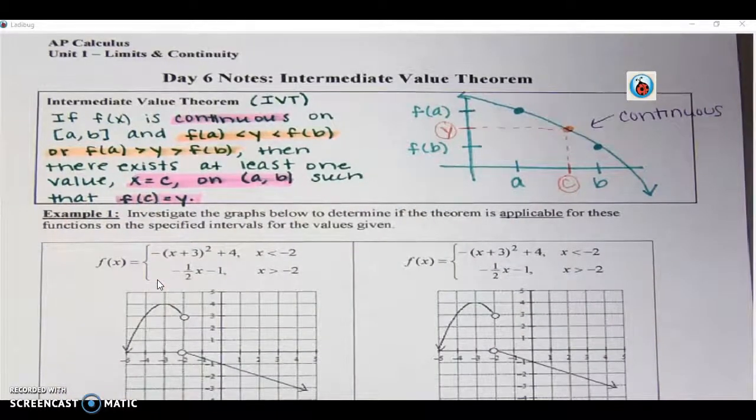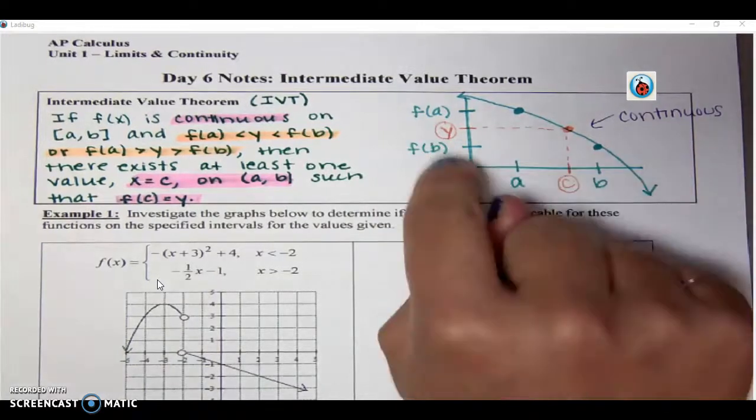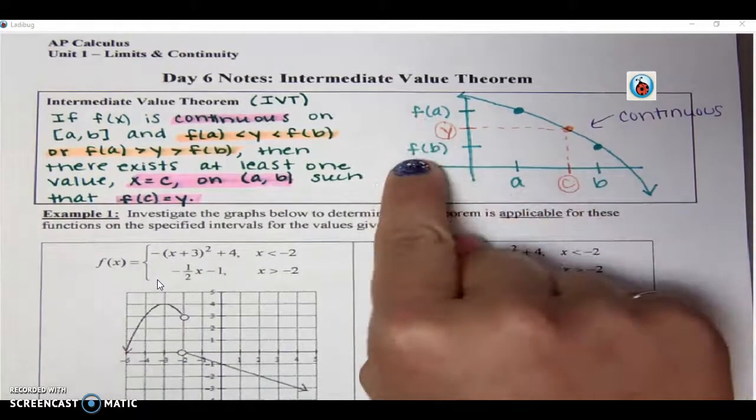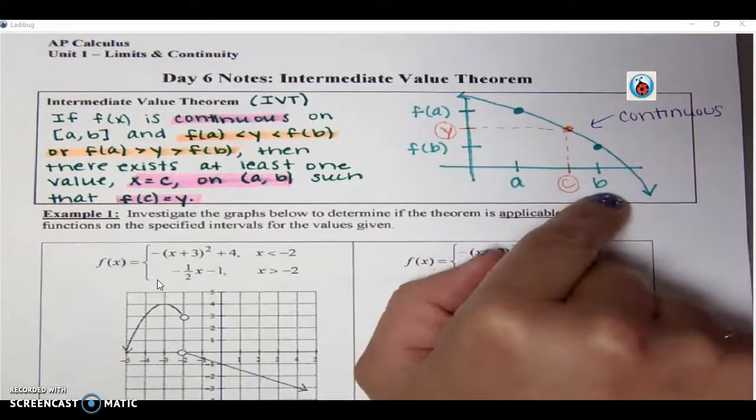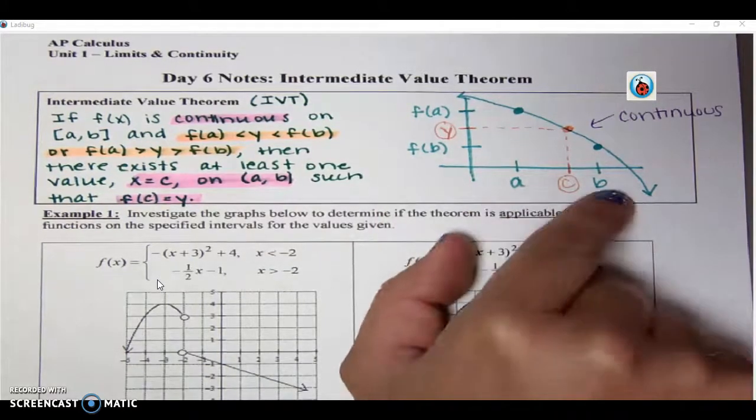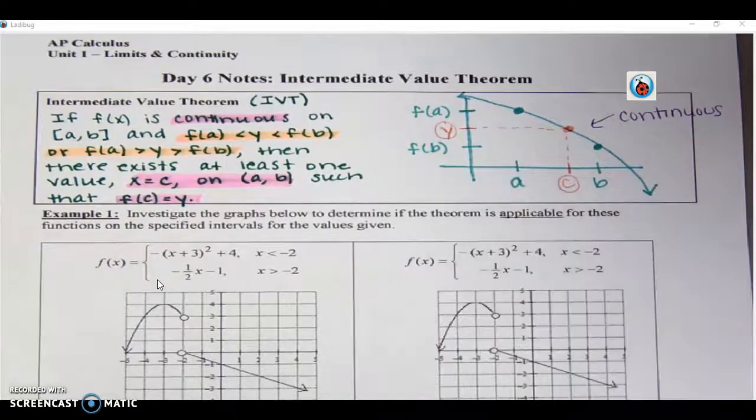Okay, so that's called the IVT, or intermediate value theorem. If you have a y value in between the two y values of f of A and f of B, then there has to be a c value that's in between A and B. Now, that's not going to be on A or B, it has to be in between A and B.